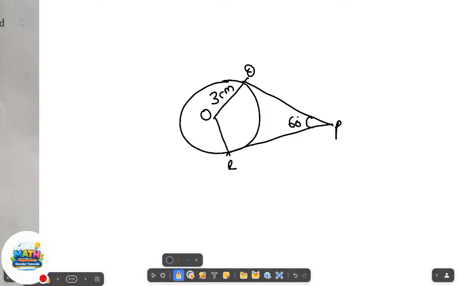If you join the center to the external point, the line joining them will bisect the angle between the tangents, which means this will be 30 and this will be 30 degrees. Now the angle at Q is 90 degrees, because the angle between the tangent and the radius is 90 degrees. With respect to 30 degrees, OQ is the opposite side and PQ is the adjacent side. Now let's take tan 30 degrees.